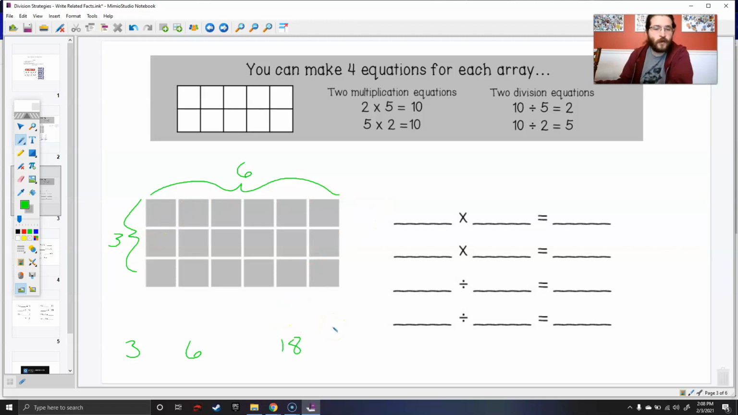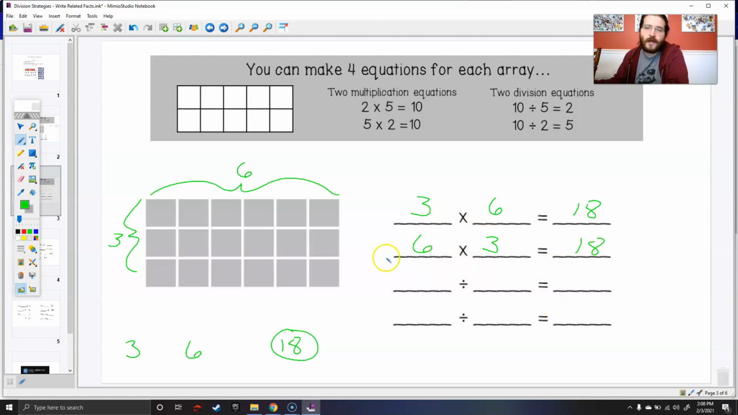We could also count. So we have 1, 2, 3, 4, 5, 6, 7, 8, 9, 10, 11, 12, 13, 14, 15, 16, 17, 18. 18's our total, right? Okay, so let's plug these in. So our first number, our second number, and then our total number. It's not too bad. All right, so let's change our order. So we have 6 and 3, and then our total.